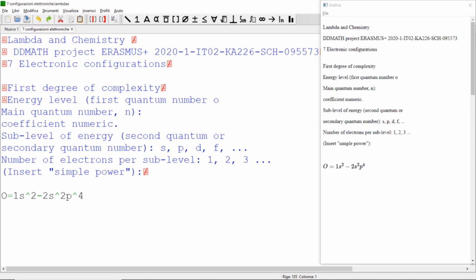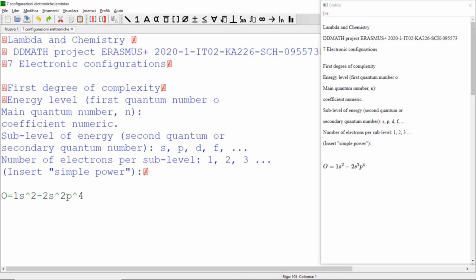We start with the first degree of complexity, the electronic configuration. Energy level: first quantum number, or principal quantum number, numerical coefficient. Energy sublevel: second quantum number, or secondary quantum number, s, p, d, f. Number of electrons per sublevel: 1, 2, 3, etc. Insert a simple power. Here is an example.